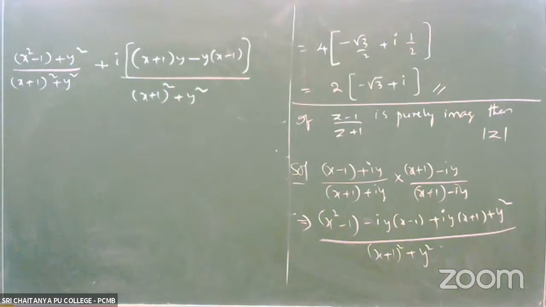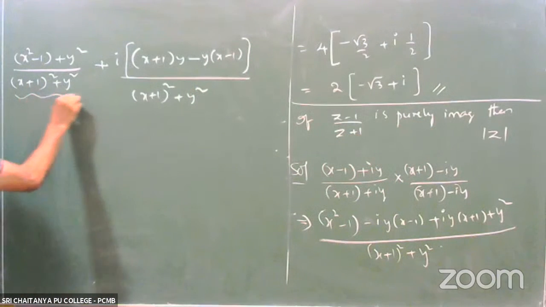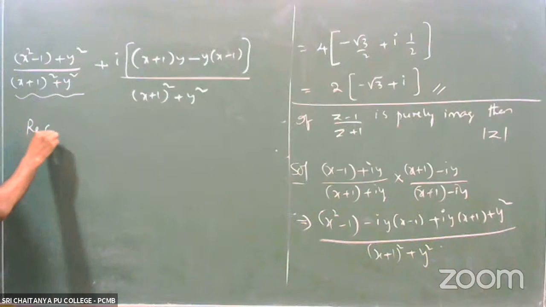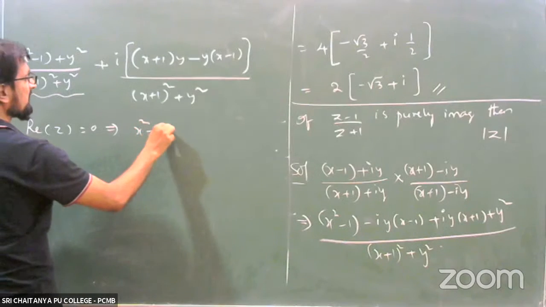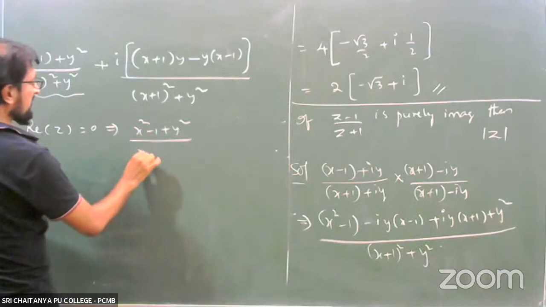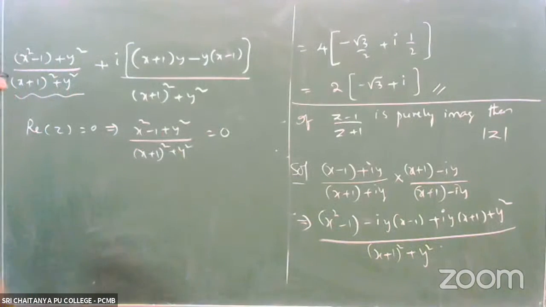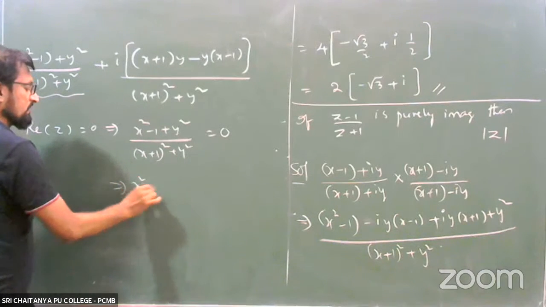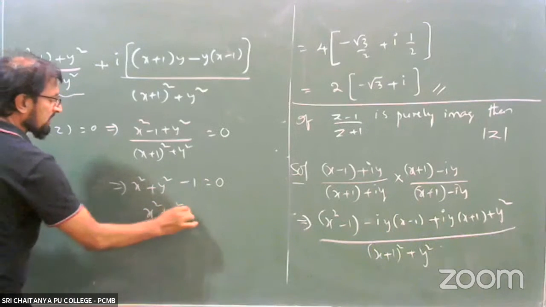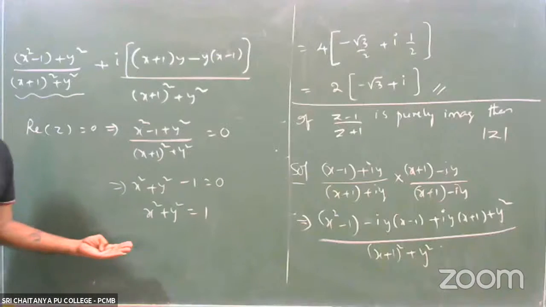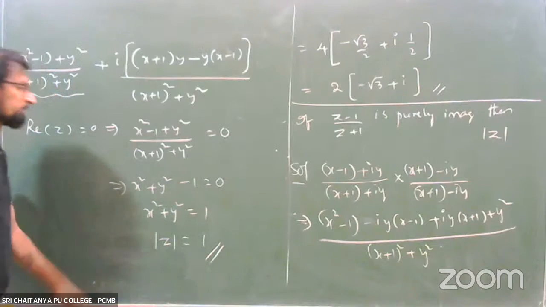Right? It is given that it is purely imaginary, means this real part is equal to 0, which implies (x square minus 1 plus y square) by the denominator ((x plus 1) whole square plus y square) is equal to 0. By cross multiplication, we get x square plus y square minus 1 is equal to 0. From this one, we can write x square plus y square is equal to 1. What is the value of x square plus y square? Mod z is equal to 1. Take down.